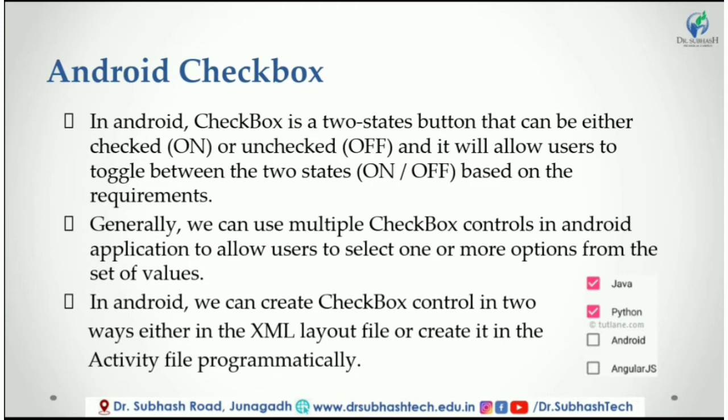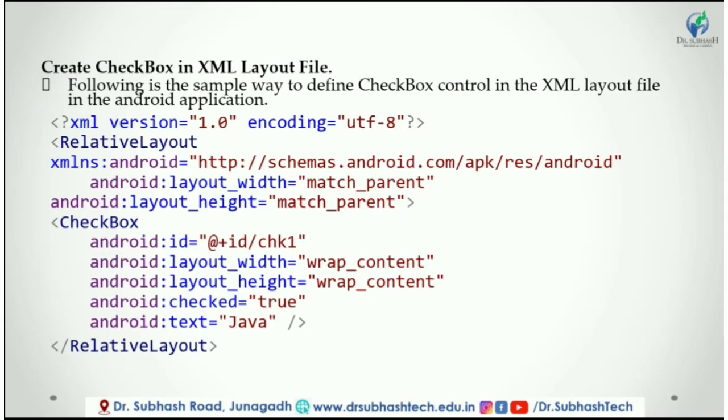In Android, we can create a checkbox control in two ways, either in the XML layout file or programmatically in the activity file. First way is to create the checkbox in the XML layout file. Following is the sample way to define a checkbox control in the XML layout file in an Android application. If you observe the code snapshot, here we define a checkbox control and set the checkbox state to on using the android:checked attribute in the XML layout file.